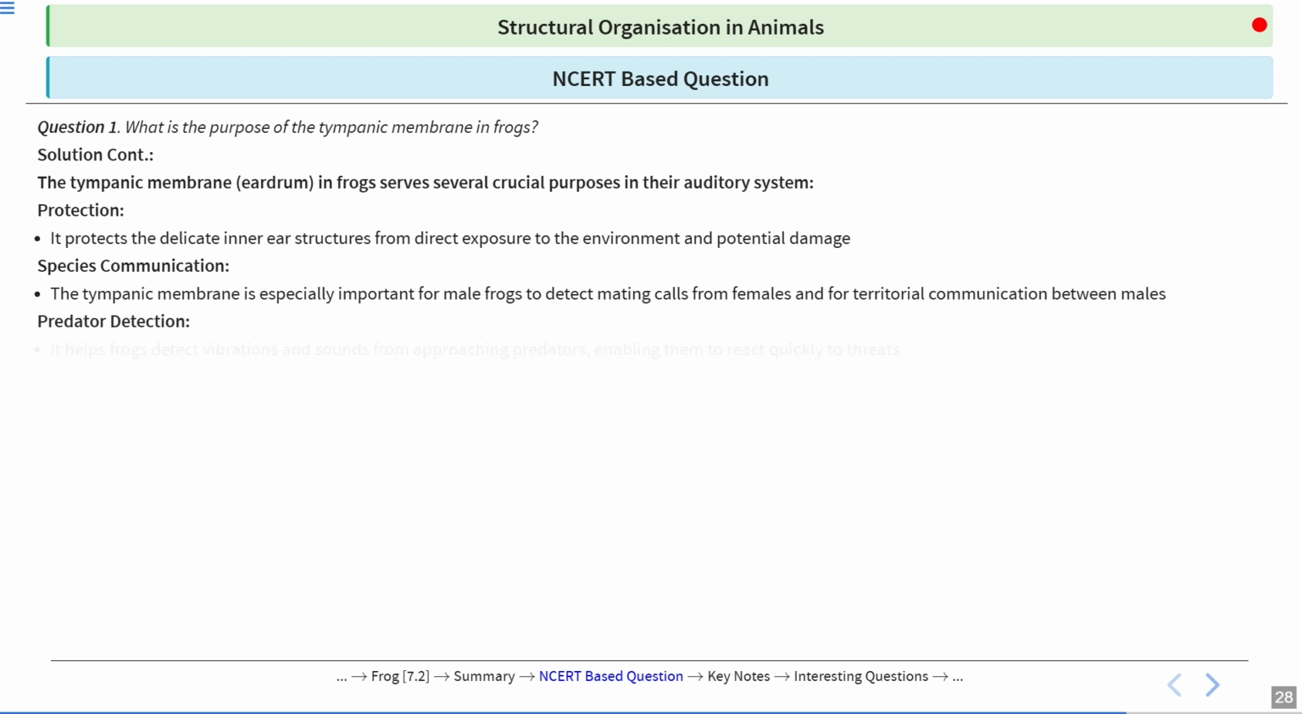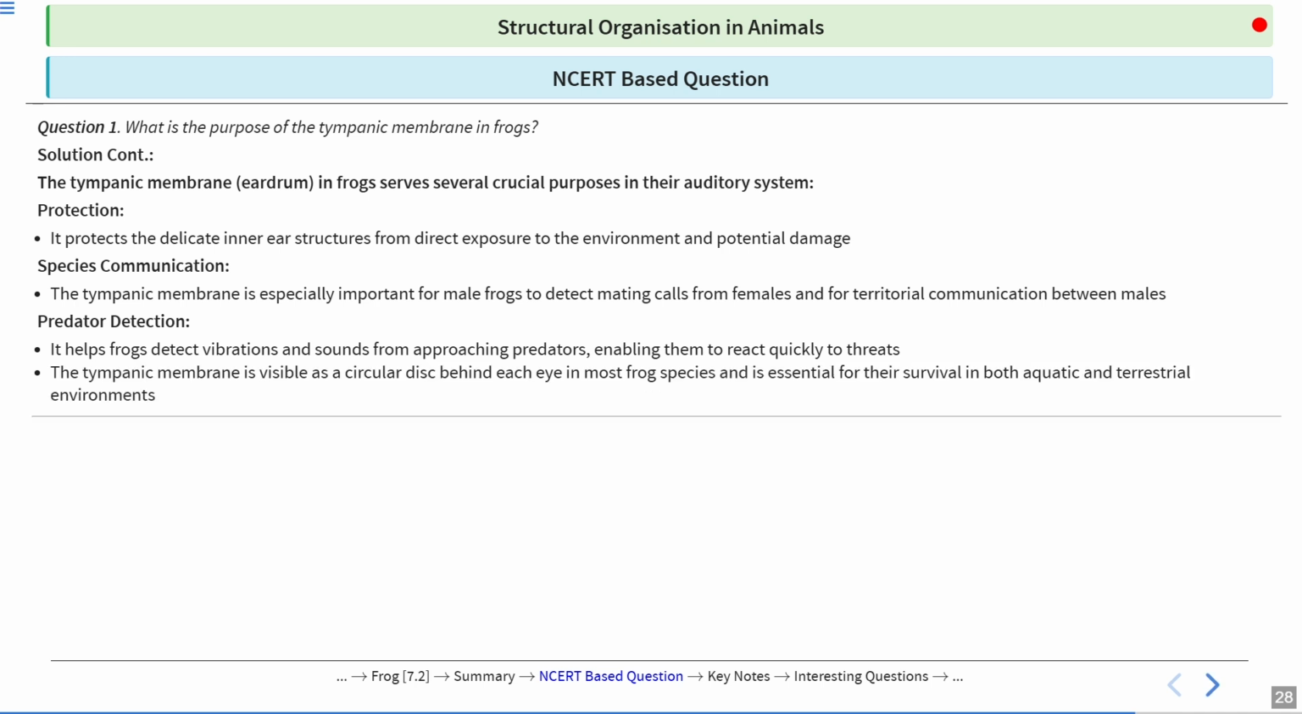Predator detection. It helps the frog to detect the vibration and sound from approaching predators, enabling them to react quickly to the threats. And the tympanic membrane is visible as a circular disc behind each eye in most frog species, and it is essential for survival in both aquatic and terrestrial environments, right? So these are the different features that help the frog against predators, and in communication, right?